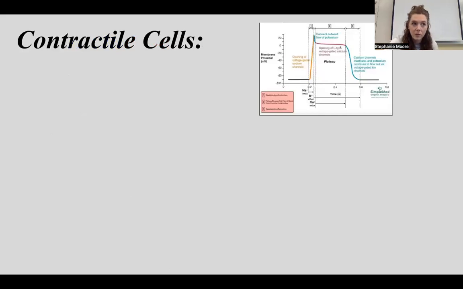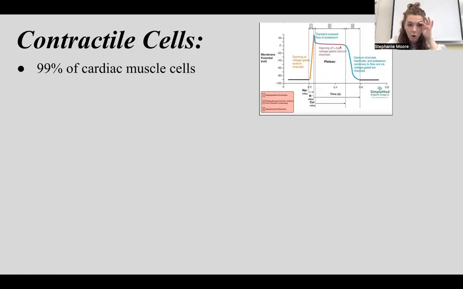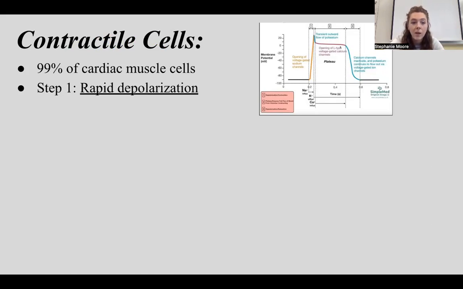Contractile cells are the majority. They make up about 99% of all cardiac muscle cells. This makes sense because our heart is a pump, and that pump has to work for a really long time, since some people live to be 115 years old. We've already talked about this. So there are going to be 3 steps.